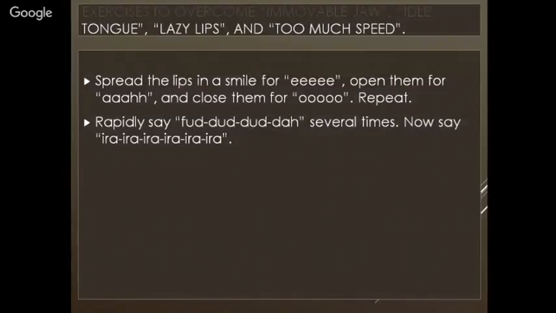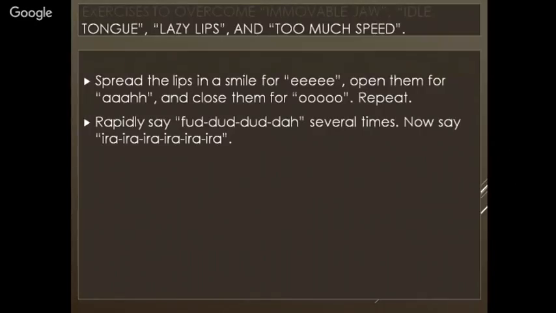Rapidly say da da da da da da da da da da several times. Say ira ira ira ira ira ira ira ira ira many times. These are all exercises for the tongue.